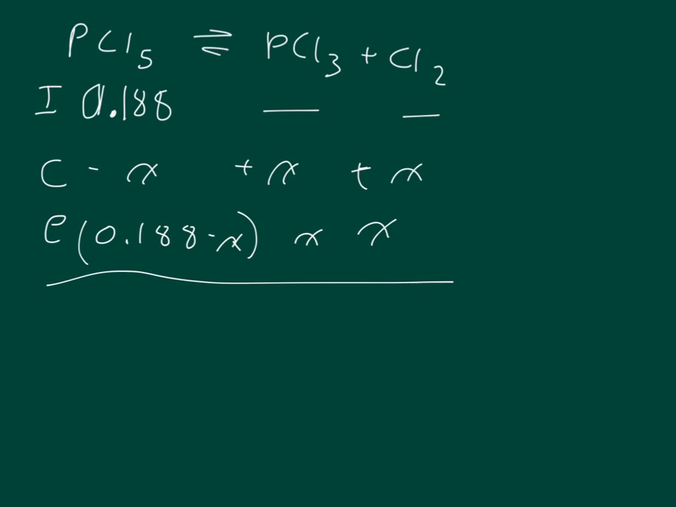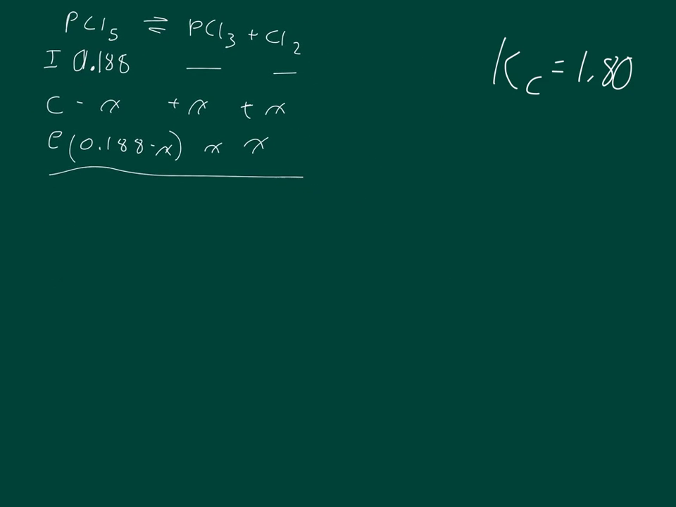Let's take a look at this one real quickly. We set up our equilibrium chart. Now it's a matter of solving for it. They told us that the equilibrium constant for this reaction was 1.80. They want to know the equilibrium concentrations of each gas.